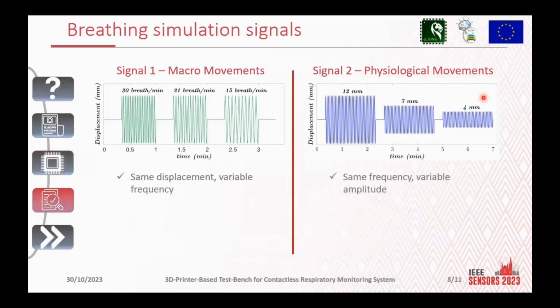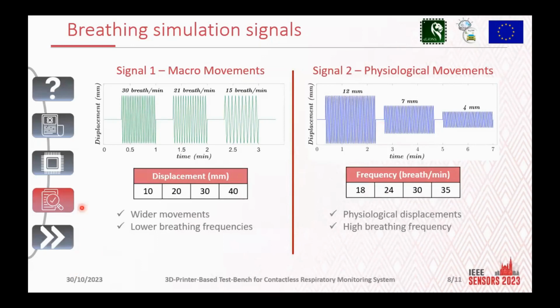The first one, signal number 1, is micro movements. So we fix the amplitude along the free burst, varying the frequency of the signal. They are micro movements, so we'd like to analyze just the correlation between the 3D printer movement and what the radar looks at. While signal number 2 is more challenging because we use the frequency and amplitude that are physiological for breathing. So we had the burst with a longer duration, 1 minute, and with the same frequency along the signal, but variable amplitude.